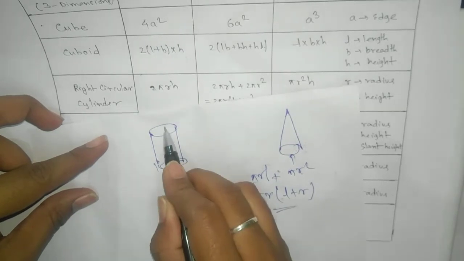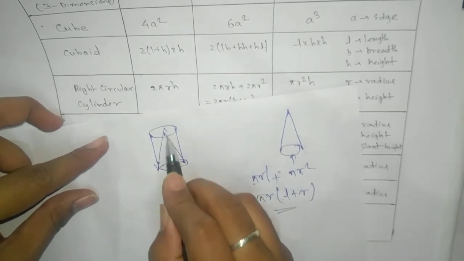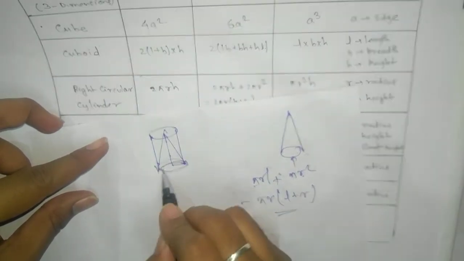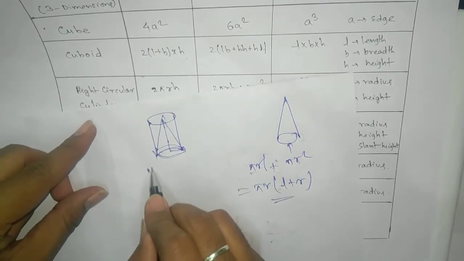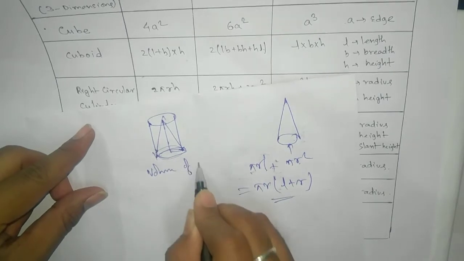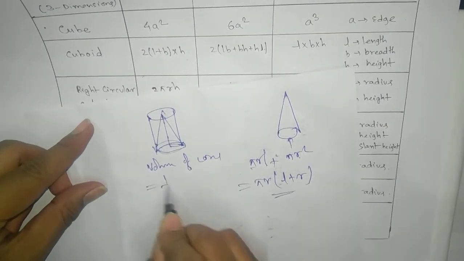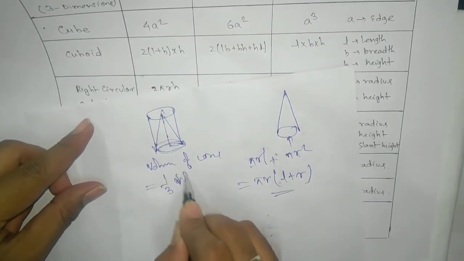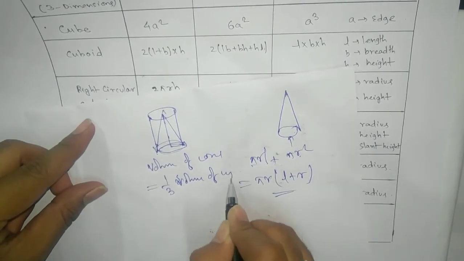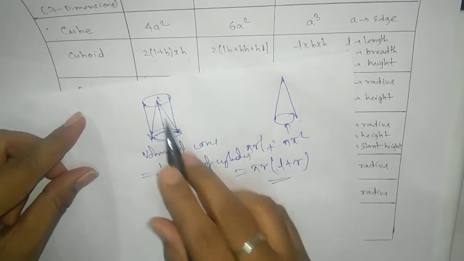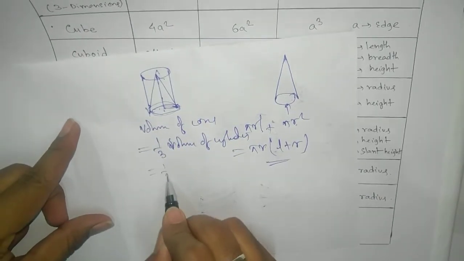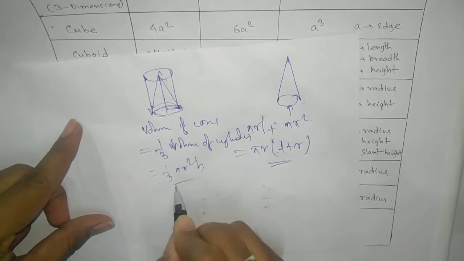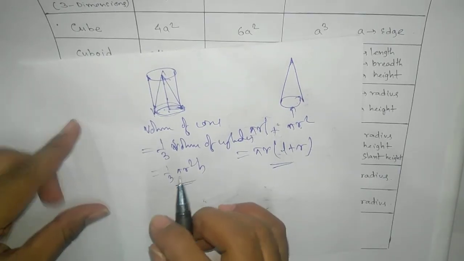then what we're going to see is that the volume of cone will be what? One third of the volume of the cylinder of same height and equal radius. That means 1/3 pi r square h. It has been shown experimentally.